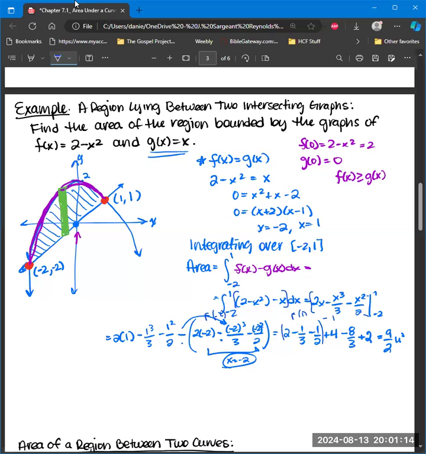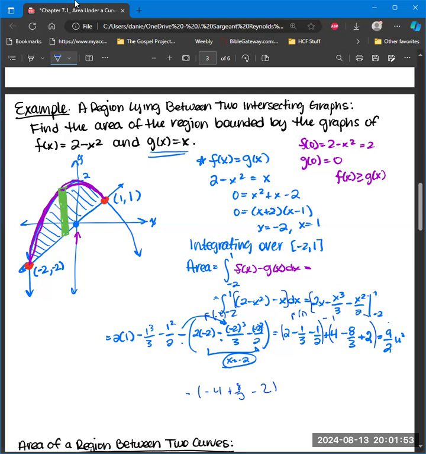So 2 times negative 2 is going to be negative 4. And then negative 8 over 3 times the negative 1 is positive 8 over 3. So we have negative 4 plus 8 over 3. And then we have minus 4 over 2, which is going to be minus 2. We are subtracting that, so we're going to change all of our signs here. So that's going to be plus 4 minus 8/3 and plus 2.